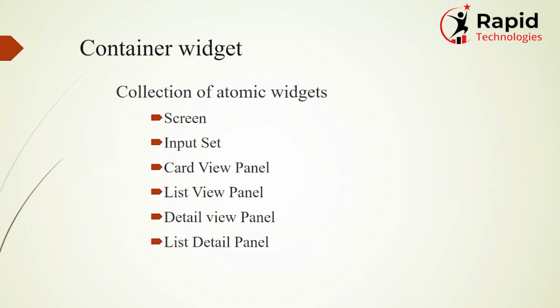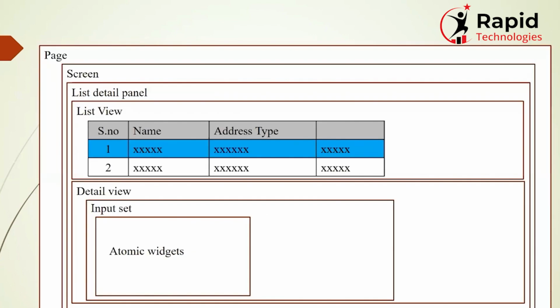Now coming to list detail view. This is the screen that is the combination of both list view and detail view. Let us discuss an example. We have a personal auto policy where there are two drivers added to it. Let me show you the list detail panel. This is the list detail panel. We have list view and detail view.